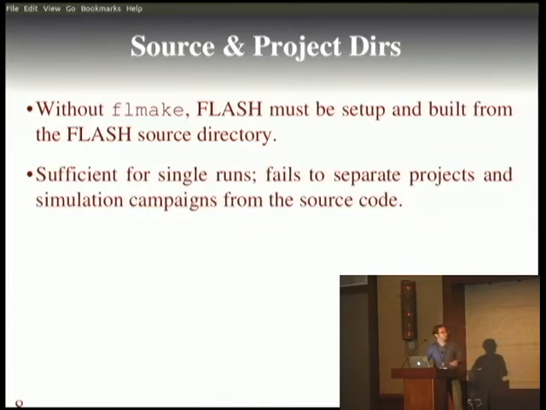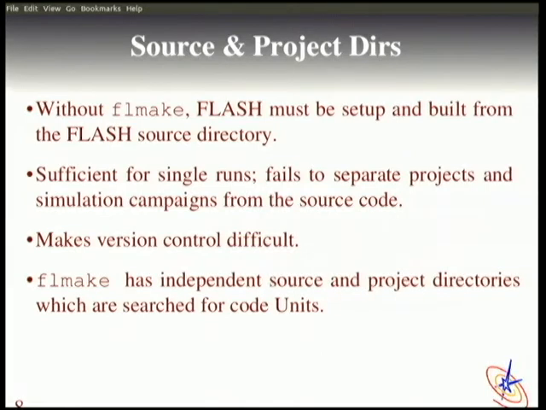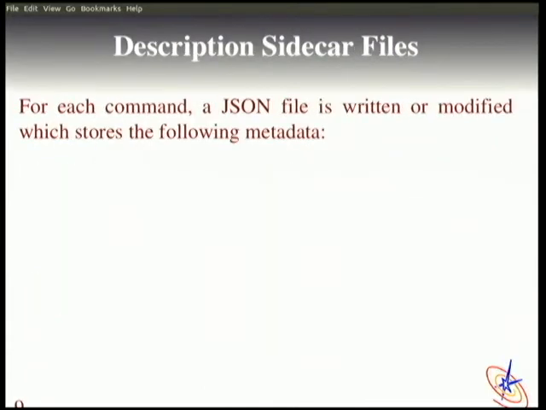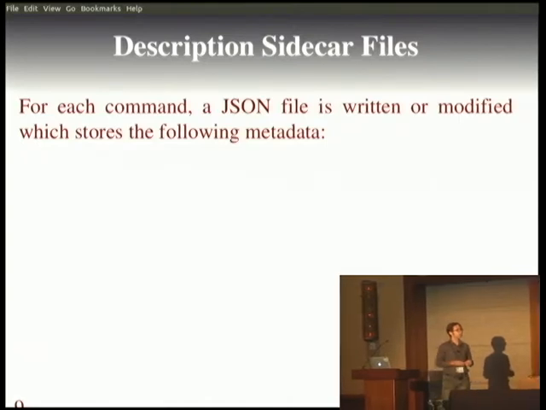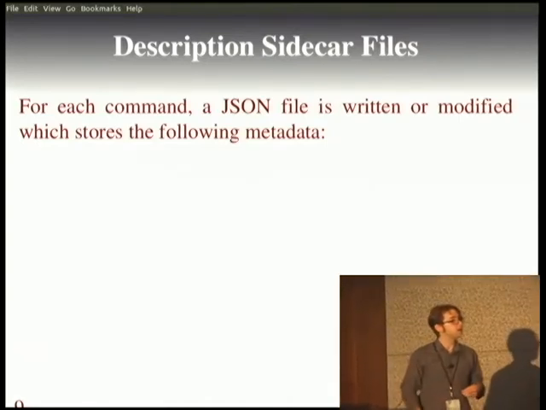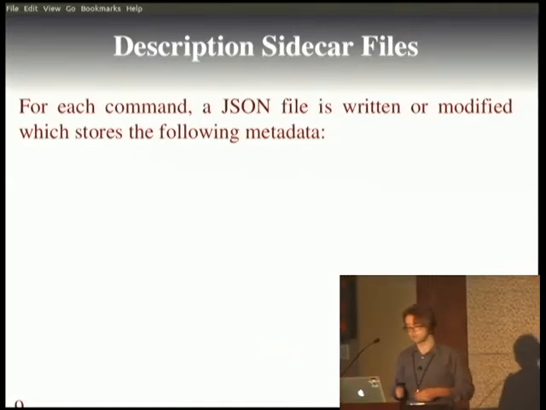So while that's sort of sufficient for one-off runs or something, it really doesn't capture all changes that you made for your specific simulations. And it made version control very difficult, as I said. So flmake adds in this capability where you can separate these things out and treat them independently. The other abstraction we made was that we have these description sidecar files, and these act as a version controllable way to represent everything that you've ever run. They're just a JSON file that sits next to the simulation in the simulation directory.